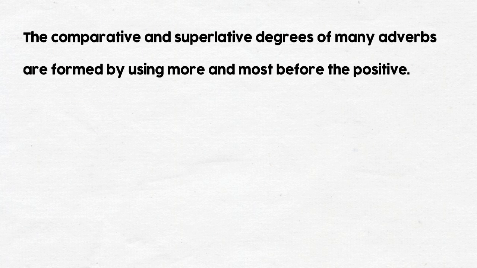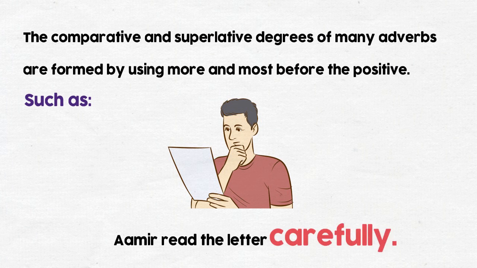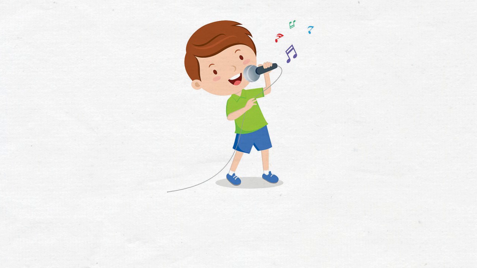The comparative and superlative degrees of many adverbs are formed by using more and most before the positive, such as: Amr read the letter carefully. Salim sang well.